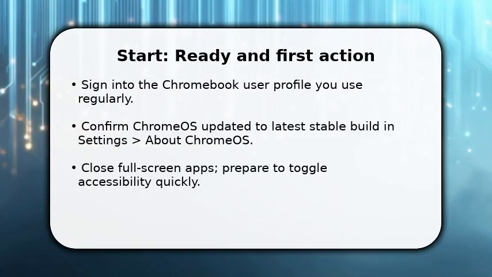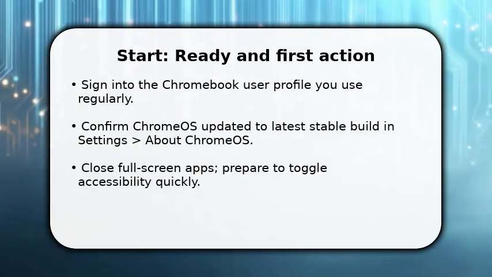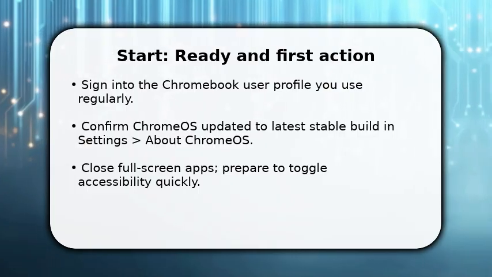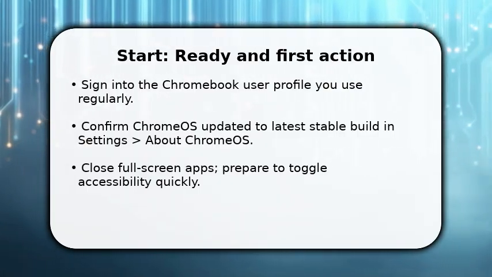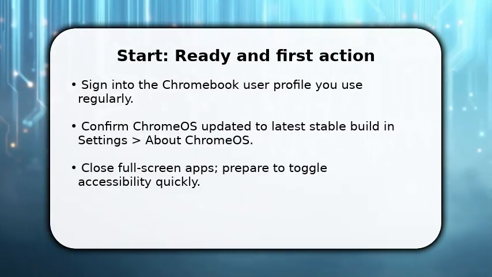You're signed in and ready. Start by using the fastest method. Press Ctrl plus Search plus H, that keyboard shortcut toggles high contrast / inversion on Chrome OS. Once pressed, watch the screen immediately. If colors flip back to normal, you're done.